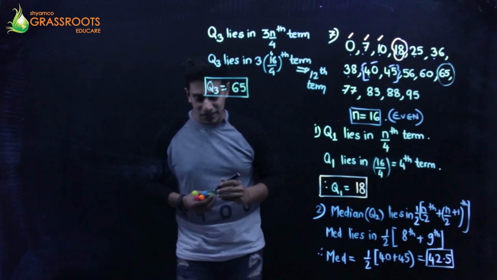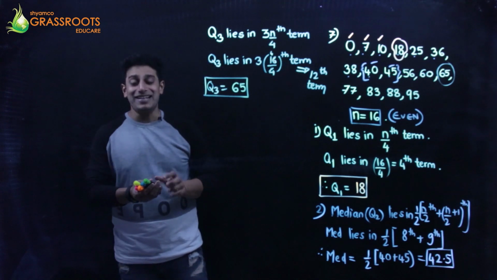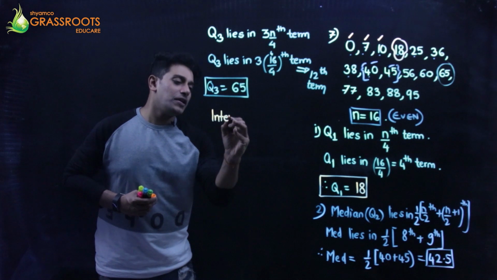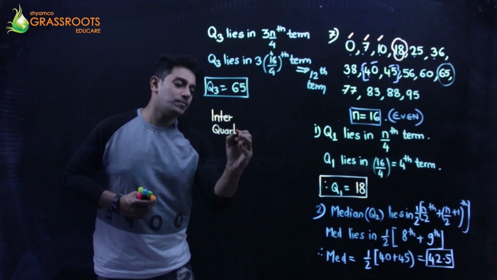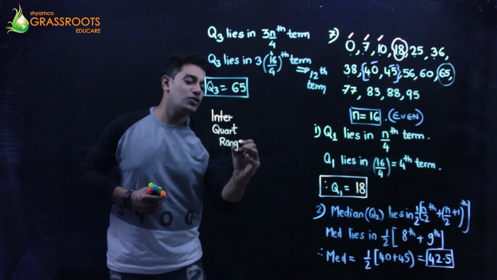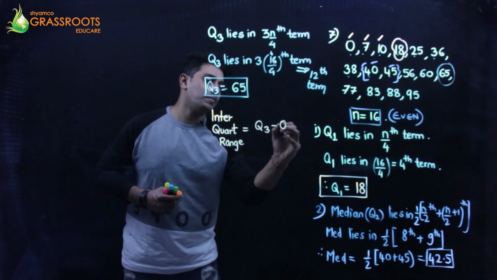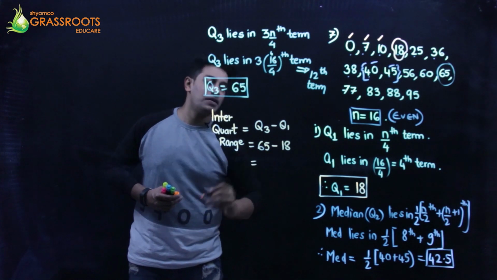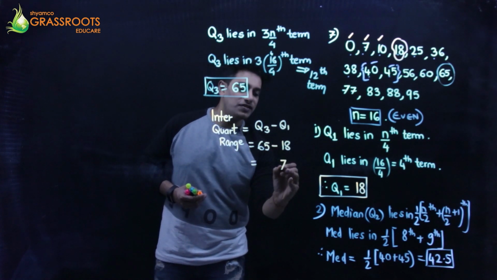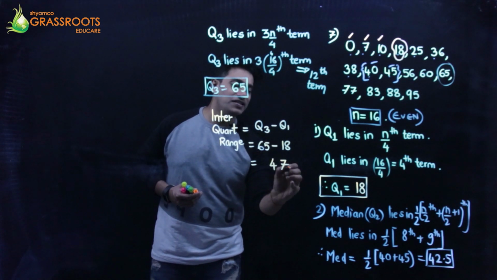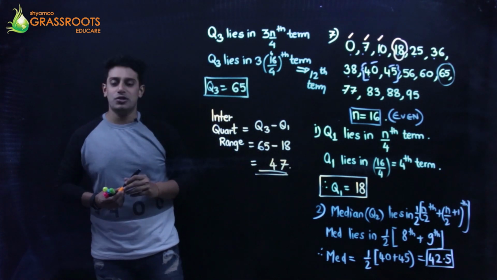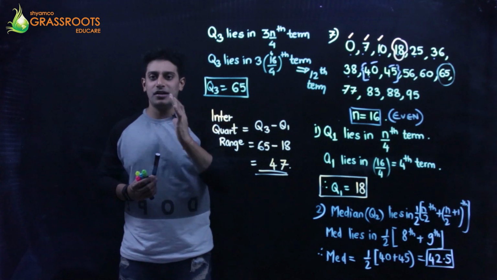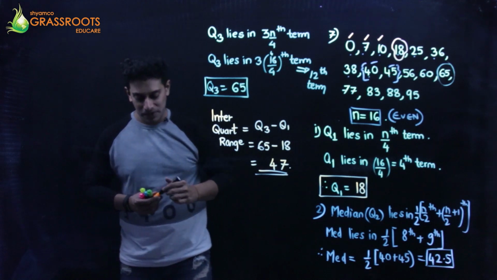So in the question, they are asking me to find median, upper quartile and interquartile range. Now, the interquartile range formula is Q3 minus Q1. 65 minus Q1, which is 18. That's 47, so 47 should be the interquartile range. So this was the sum based on raw data, finding median and quartiles.